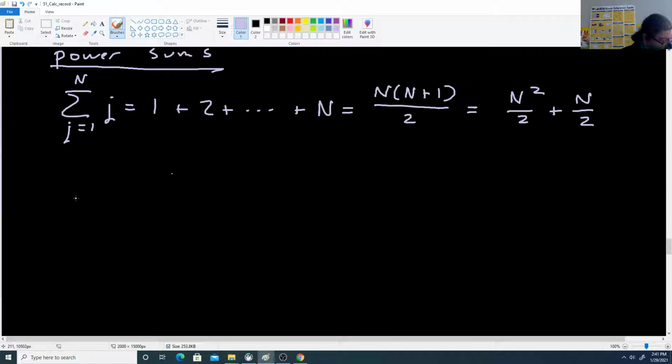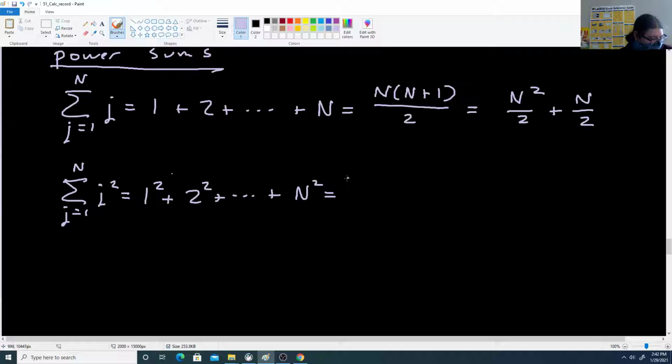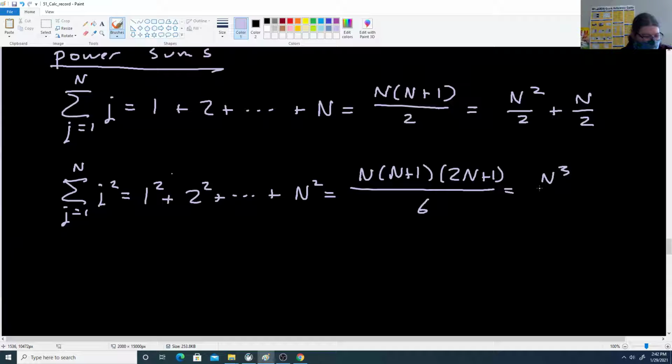We also get the sum of j equals 1 up to n of j squared. This would equal 1 squared plus 2 squared plus so forth, all the way up to n squared. Your formula for that would be n times n plus 1 times 2n plus 1, all over 6. And its secondary formula is n cubed over 3 plus n squared over 2 plus n over 6.